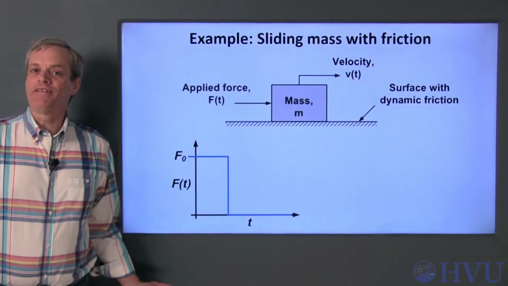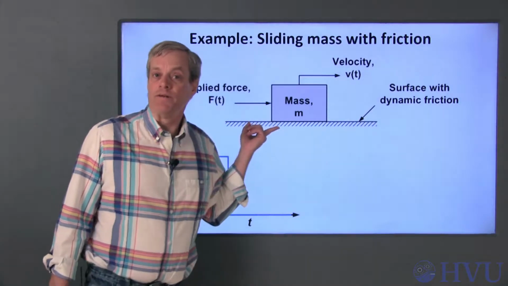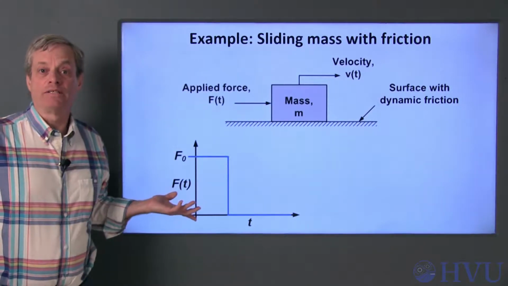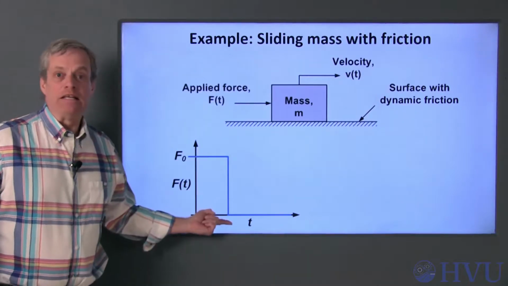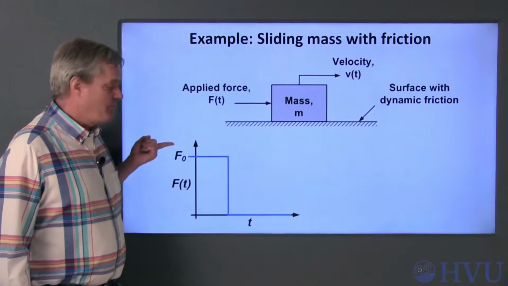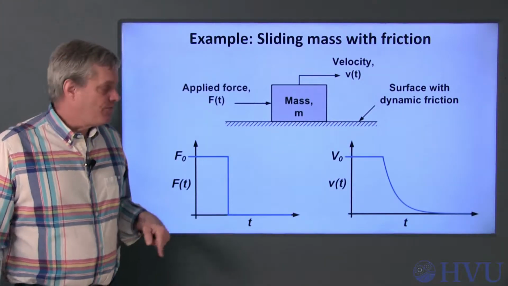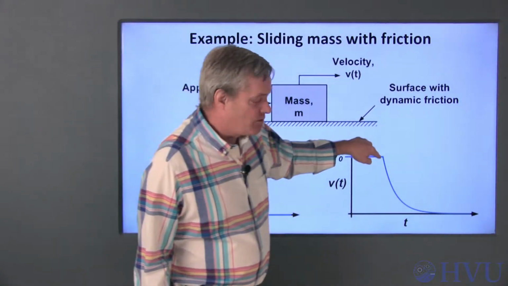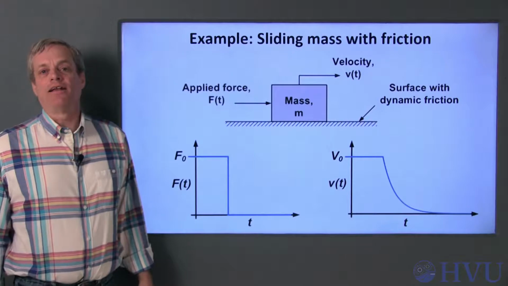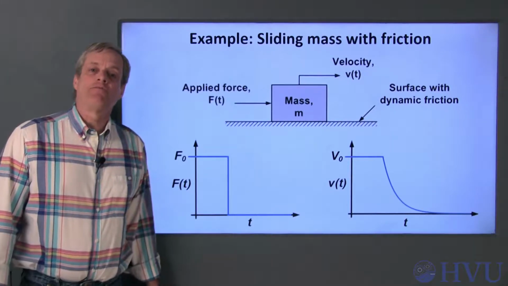A familiar example of this is a mass that's sliding on a surface with some friction. Suppose that there's a constant force applied to the mass for a long time and then removed suddenly, as shown here. In this case, the velocity of the mass will be a constant value before the force is removed. After the force is removed, the mass will gradually slow down until it comes to rest. This situation is analogous to driving a car at a constant speed and then taking your foot off the accelerator.